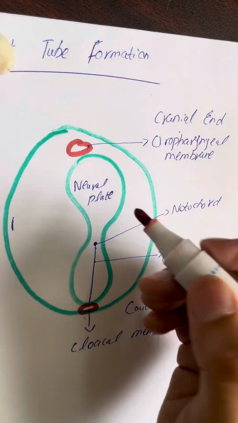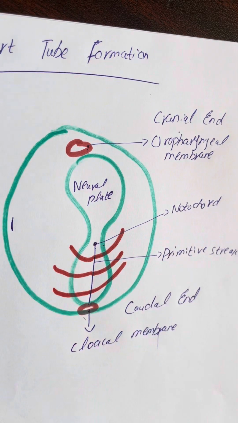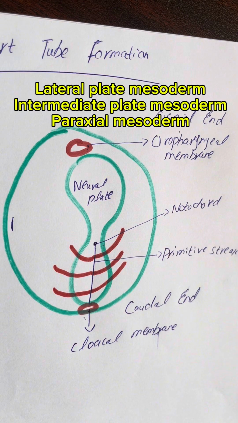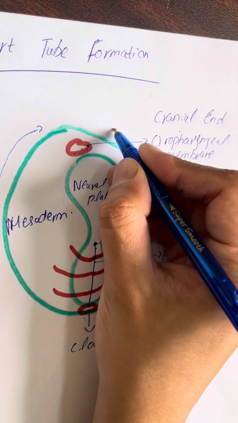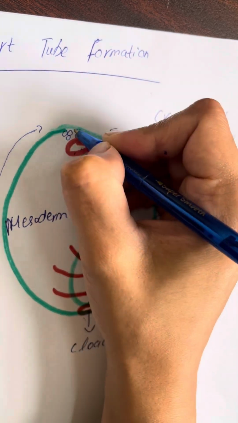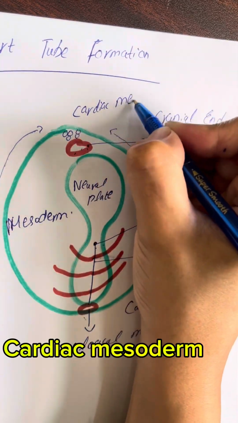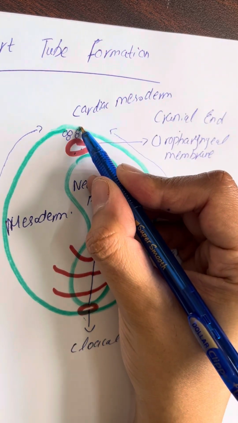Now from this primitive streak, the different types of mesodermal layers will take origin, and they are the lateral plate mesoderm, intermediate mesoderm and the paraxial mesoderm. The mesodermal cells from both directions will start moving above the oropharyngeal membrane, and here they will segregate to form cardiac mesoderm. Initially the cardiac area is above the oropharyngeal membrane.